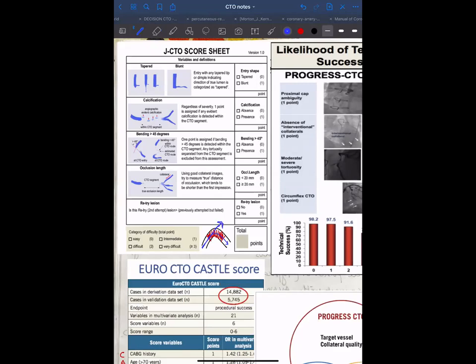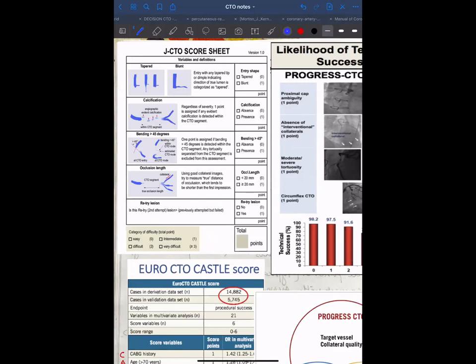So if there is a bend, if you take an angle and this angle is more than 45 degrees of a bend, then it has worse outcomes than if it is a straight channel. You understood? Understood. Okay.